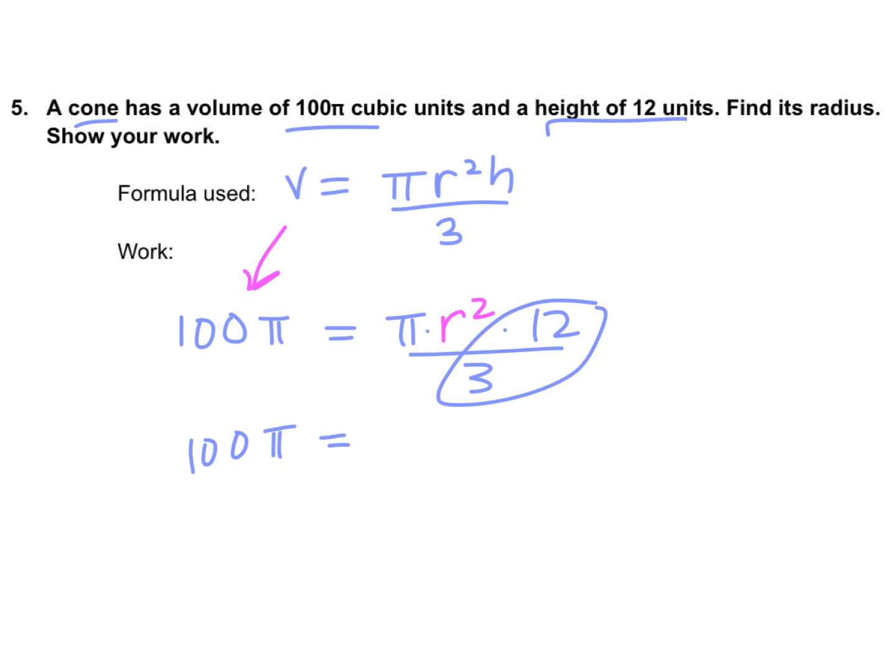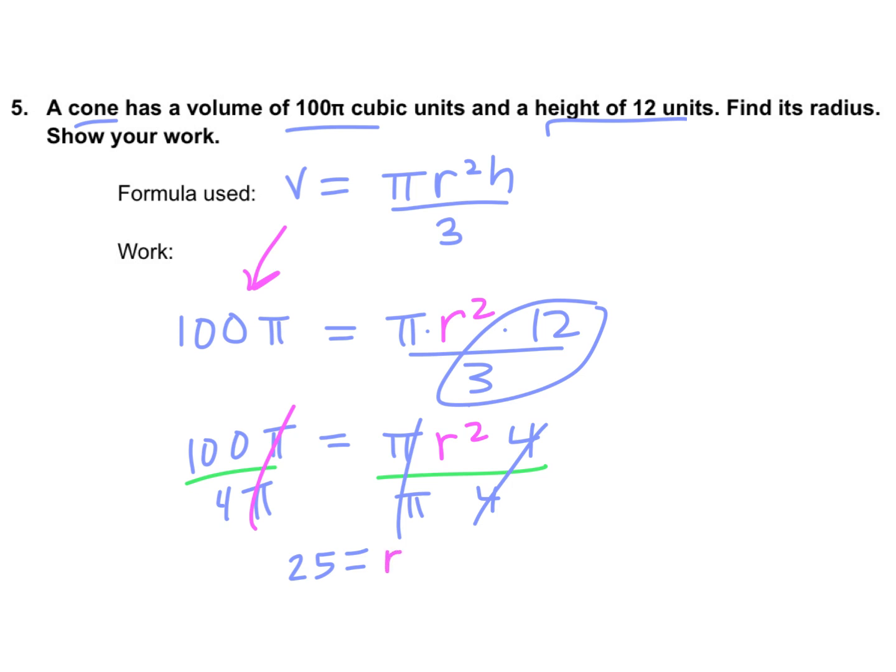So on the right side, I have pi, I have the radius squared, and I have 4, because 12 divided by 3 is 4. Now to get the r squared by itself, I'm going to divide both sides by this pi and this 4, so I can cancel those out. And then whatever I do to the right side, I have to do to the left. So I'm going to divide by 4 pi. And 100 divided by 4 is 25. And that's for radius squared.